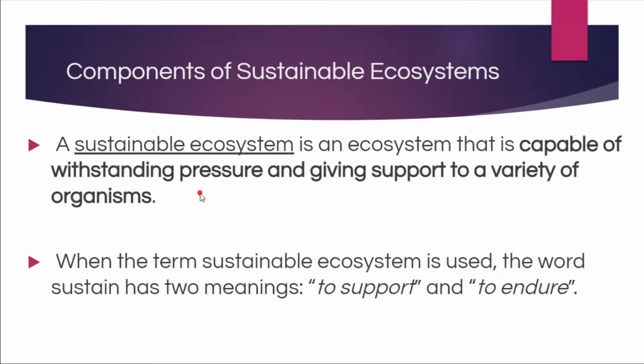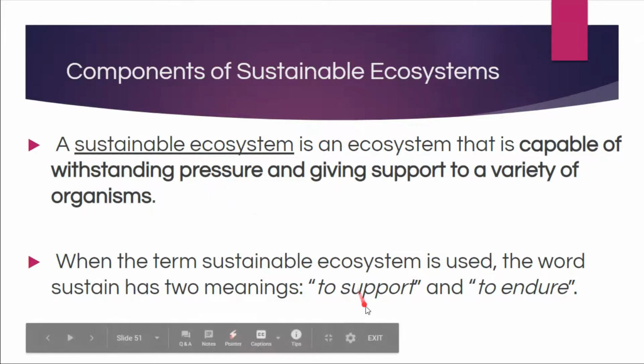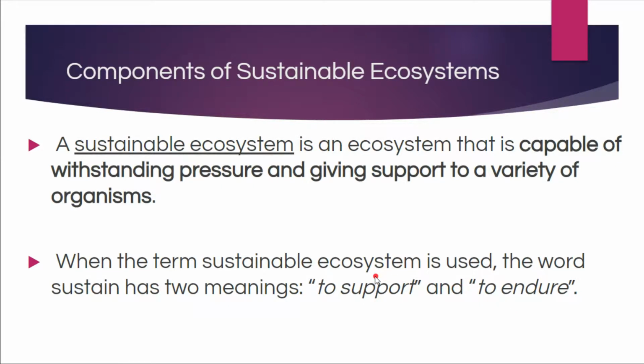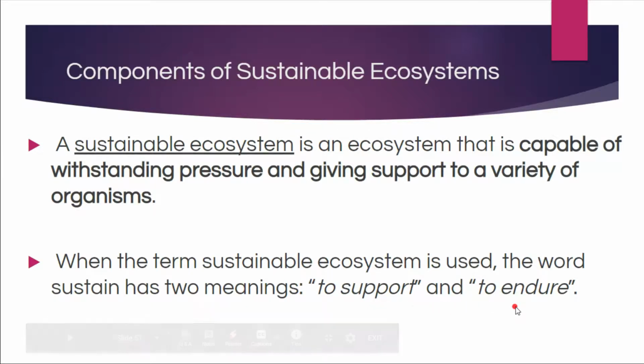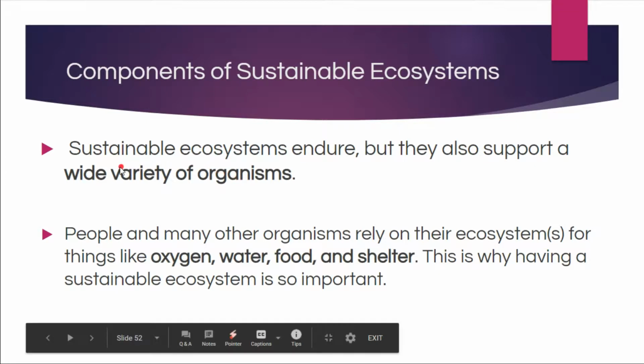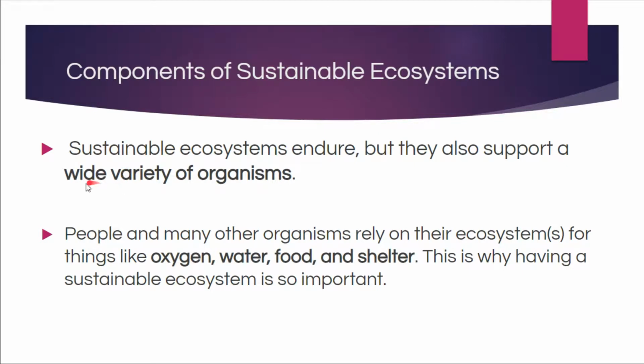When the term sustainable ecosystem is used, the word sustain has two meanings: one, to support, and the other, to endure. So when we're talking about an ecosystem, we're talking about one that is able to support itself and is able to endure, to have some longevity. Sustainable ecosystems endure, but they're also supported by a variety of organisms, the animals and the plants. People and many other organisms rely on their ecosystems for things like oxygen, water, food, and shelter. This is why having a sustainable ecosystem is so important.